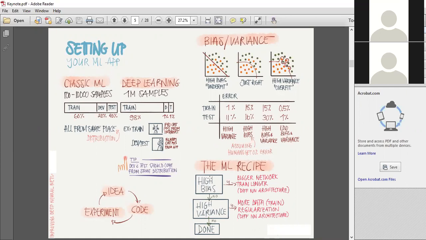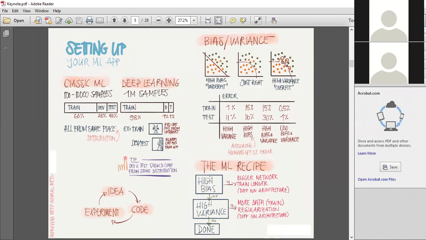So if it is traditional machine learning, what you can do is give 6,000 samples for training, 2,000 for development, and 2,000 for testing. What if I'm going to use deep learning? Should I follow the same distribution? The answer to that is no. The distribution should be around 98% into train, 1% into development, and 1% into test.